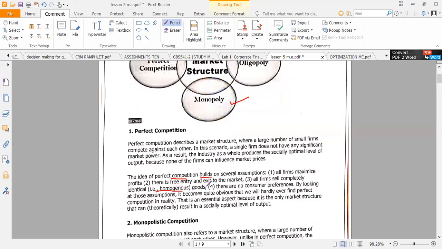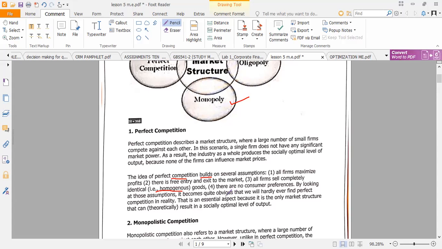The idea of perfect competition thrives on the assumption that firms will maximize their profits. There's free entry and exit to the market, meaning anyone can enter and leave at whatever time they feel like. Firms here sell goods that are totally identical. They are called homogeneous goods. There are no consumer preferences. By looking at those assumptions, we can conclude that the perfect competitive market has the following characteristics.